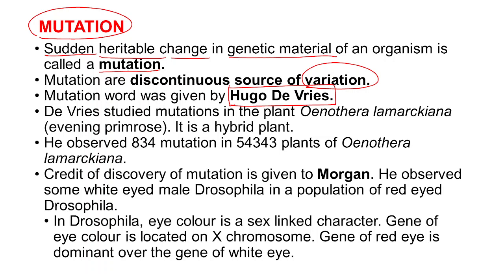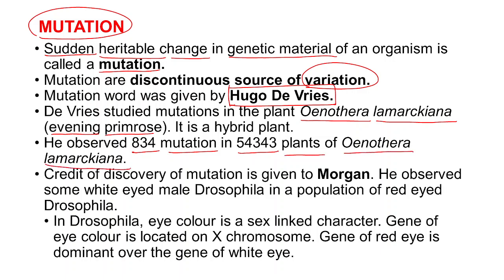And Hugo de Vries studied mutation in the plant Oenothera lamarckiana, that is evening primrose. Oenothera lamarckiana is the scientific name of the plant, and the common name is evening primrose. The evening primrose he studied properly, and in that particular plant de Vries observed mutation for the first time. Next, he observed 834 mutations in 54,343 plants of Oenothera lamarckiana.